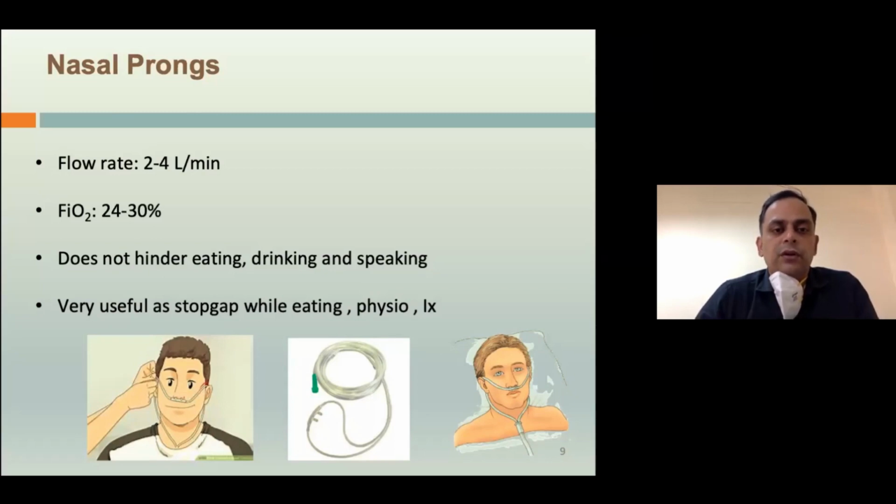So we should always keep in mind that whenever we are giving oxygen from nasal prongs, we are giving it at a rate of 2 to 4 liters per minute or maximum 5 liters per minute, not more than that.